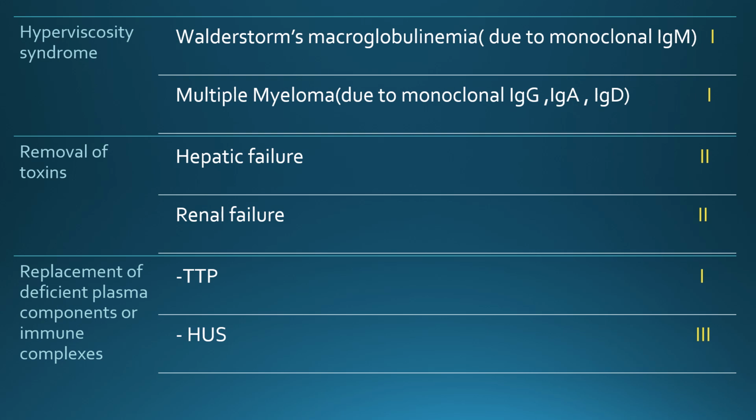For replacement of deficient plasma component or immune complexes, it is classified as TTP or HUS. For TTP, it is category 1. For HUS, it is category 3.